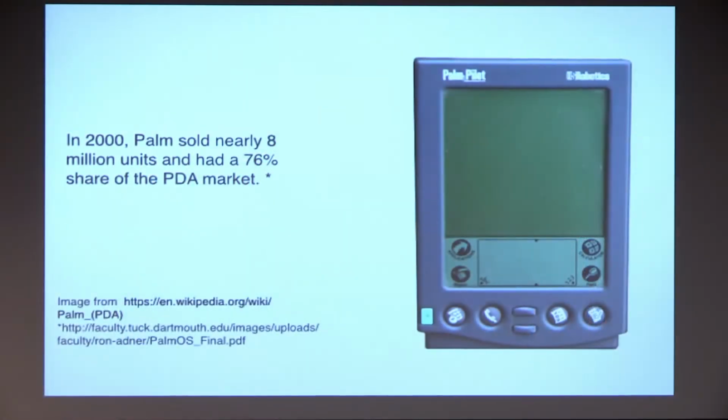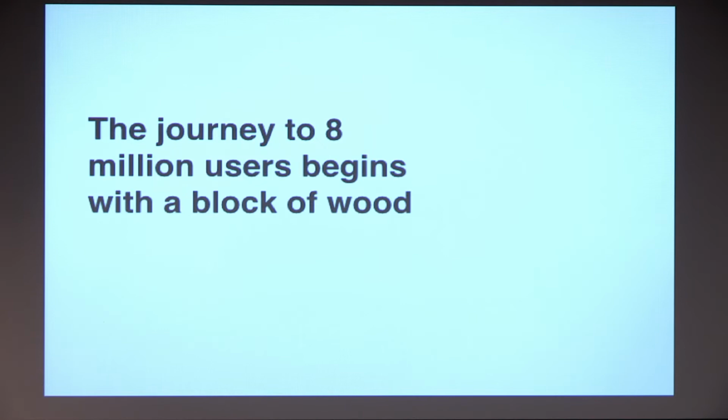Here's another example. 2000, Palm sold nearly 8 million personal digital assistants. It was the first time that there was a device that fit in your pocket that sold well. They had a 76% share of the PDA market, and the design was really famously streamlined. So where did that come from?